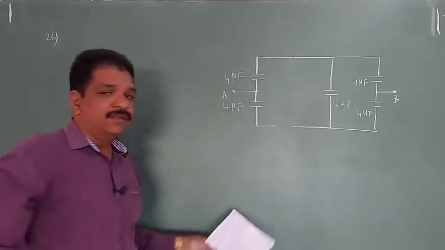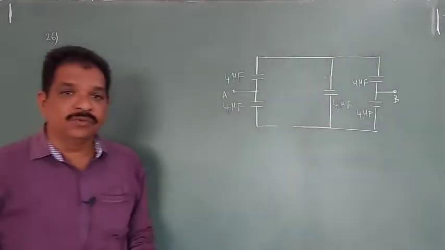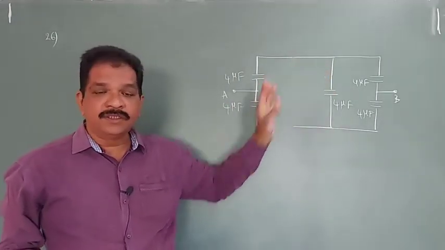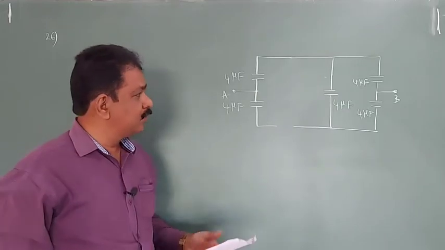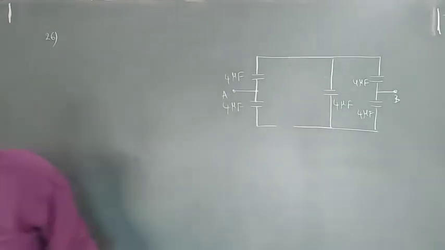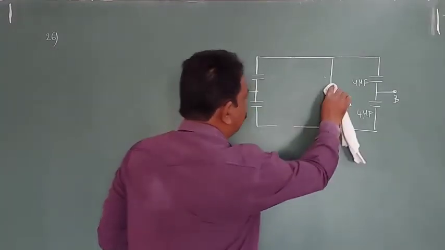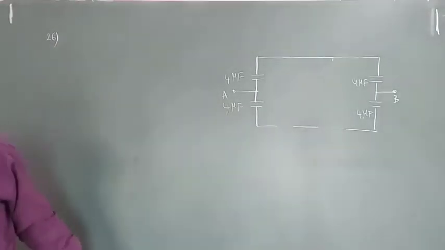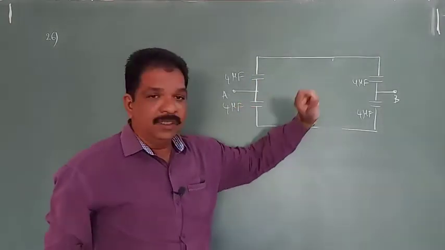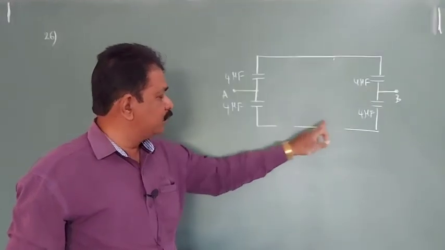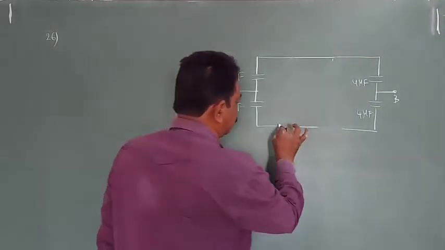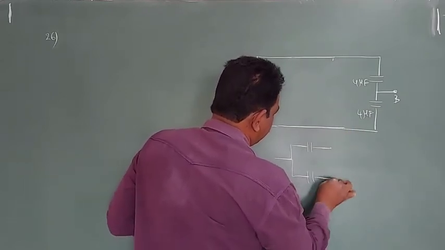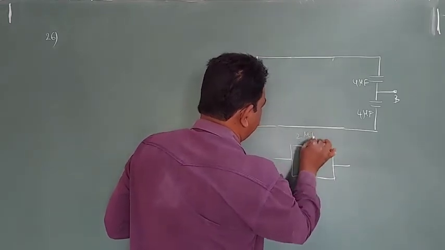Then observe, this is a balanced Wheatstone bridge, PQRS. So what will happen? This will be ineffective. So this 4 microfarad will also be ineffective. This 4 and 4 will be in series, effective will be 2. This 4 and 4 will also be in series, effective will be 2. This is 2 microfarad, this will be 2 microfarad.